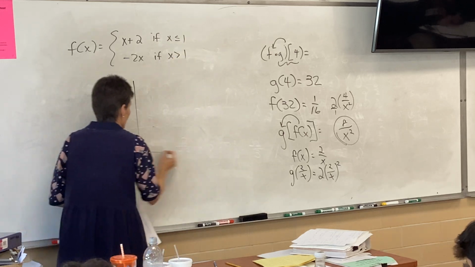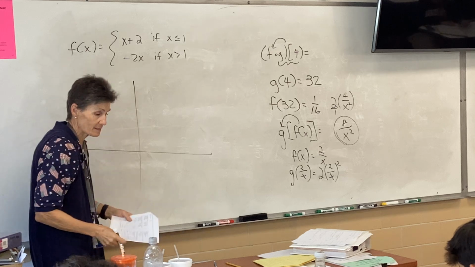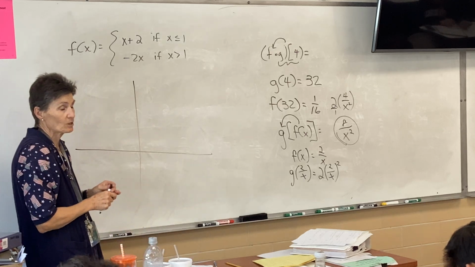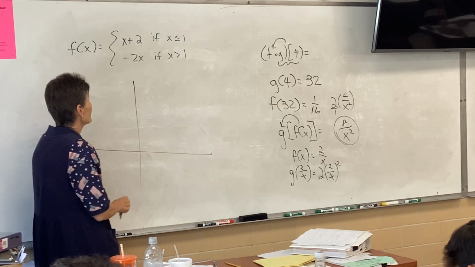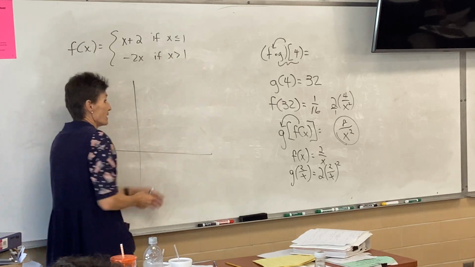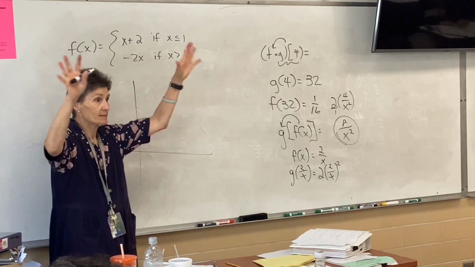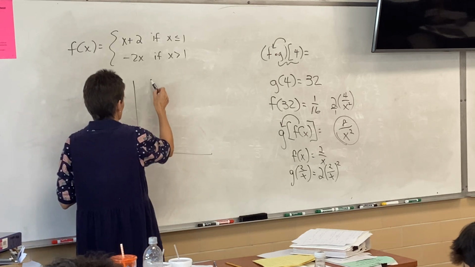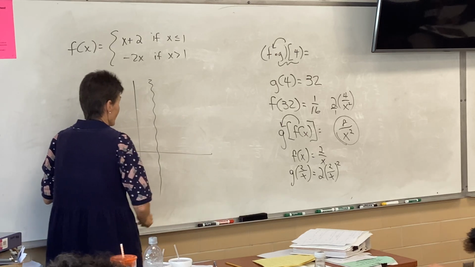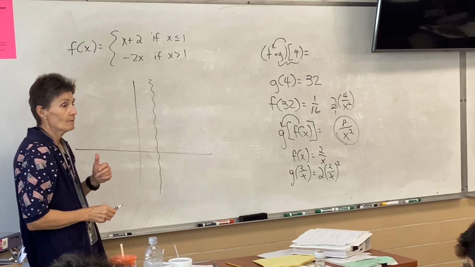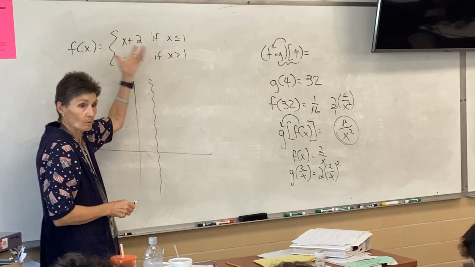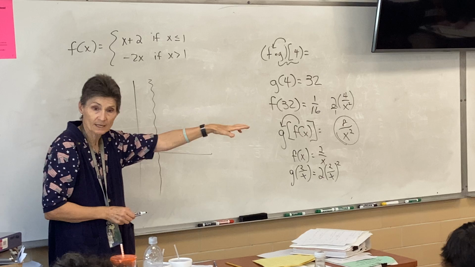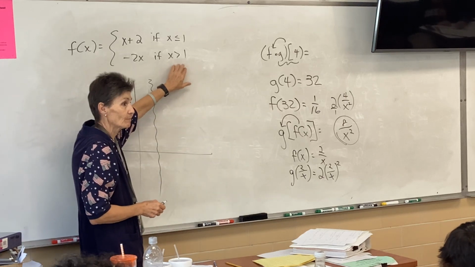Alright, so my strategy may or may not be the same as yours, it doesn't matter as long as our picture ends up looking the same. I like to look right here and say, okay, a piecewise function means it's in 2 pieces, and the separator is this line right here where x equals 1. That's where I have one piece on one side and another piece on the other side right here.